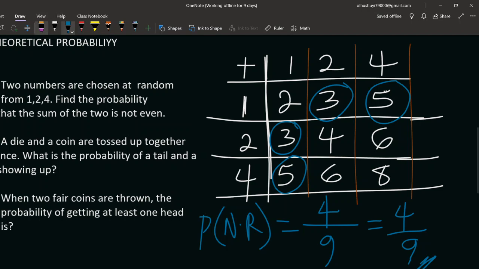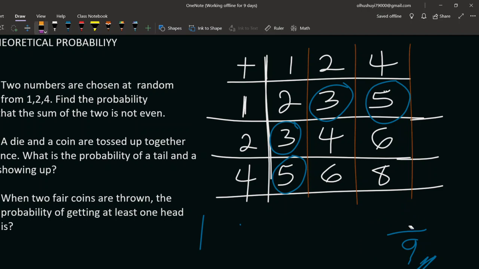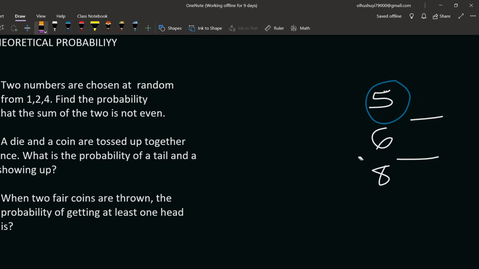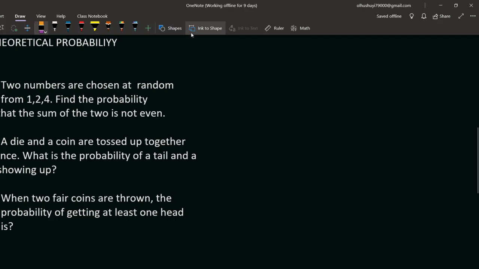Question 2 says that a die and a coin are tossed together once. What's the probability of a tail and a 2 showing? The same thing, we are showing theoretical probability. So here we have a die and a coin. Let me draw the table.